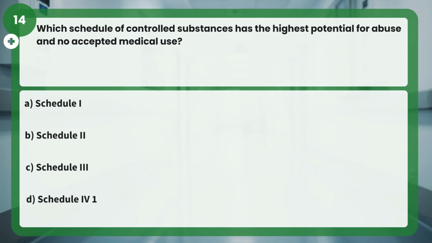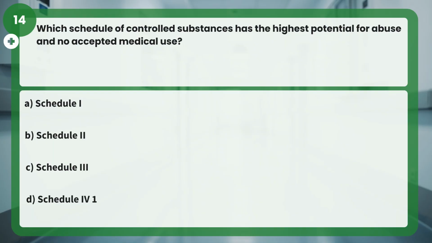Question 14. Which schedule of controlled substances has the highest potential for abuse and no accepted medical use? A. Schedule 1. B. Schedule 2. C. Schedule 3. D. Schedule 4.